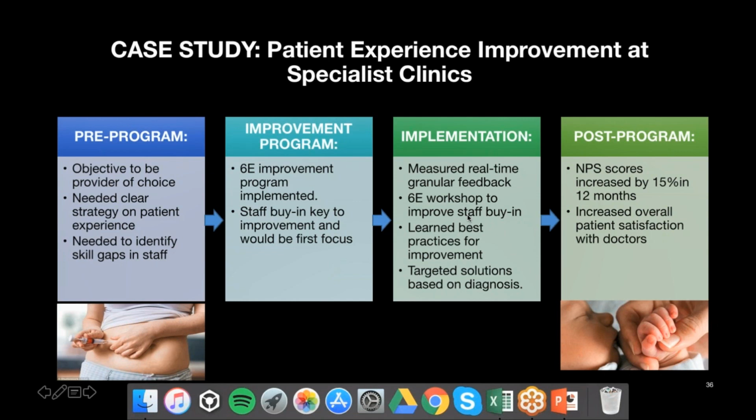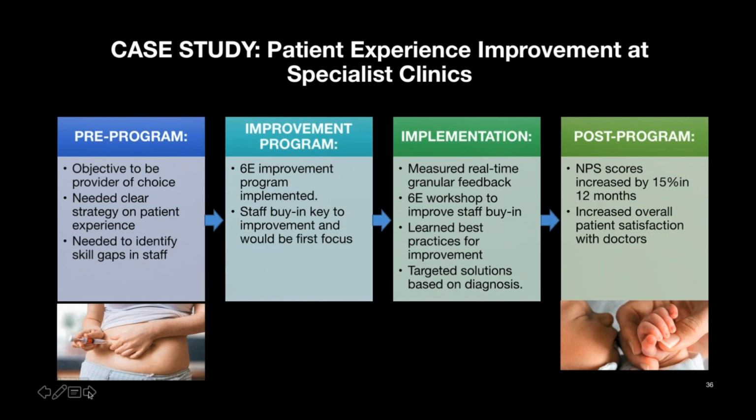So one of the things they did was a training workshop to train staff on the different elements of patient experience, because their staff actually didn't fully understand all the different aspects of improvement. What are the different ways to improve communication? What are the best practices that other organizations use? And what are some of the solutions that people use for training on empathy, on communication, and so on? And by using this method of using that 6E model or strategy, they managed to improve their Net Promoter Score by 15% in 12 months. And they also found that the satisfaction with doctors also improved in that time as well.